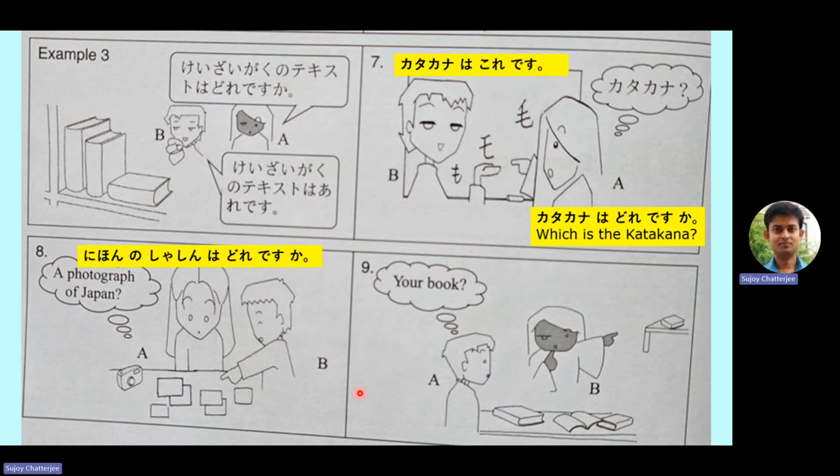The question will be formed as Nihon no shashin. Shashin means photo, Nihon is Japan. So Nihon no shashin means photo of Japan. Nihon no shashin wa dore desu ka? That means which is the picture of Japan. Nihon no shashin wa sore desu. As he is pointing to a little bit far away picture, it will be sore. That's the picture of Japan.